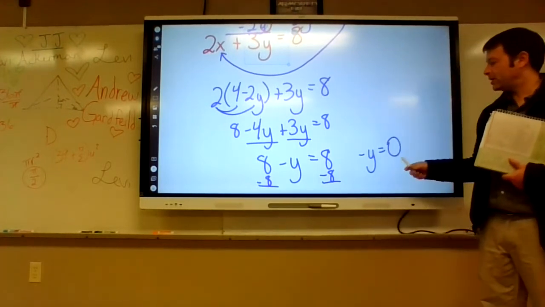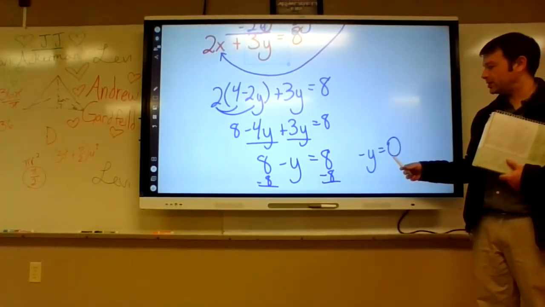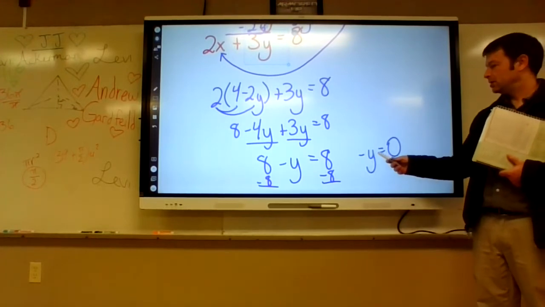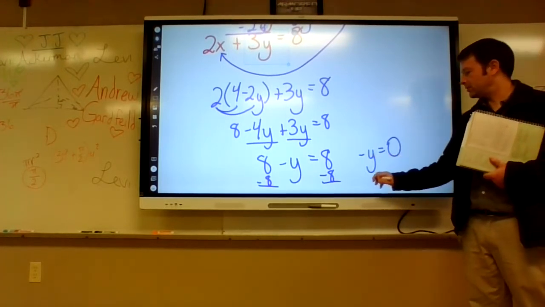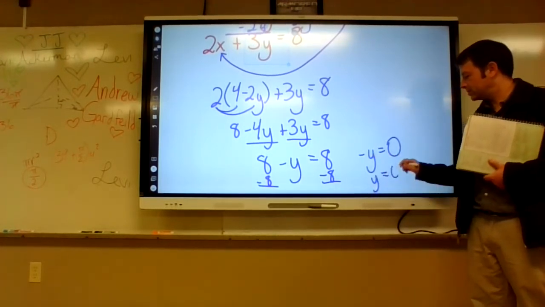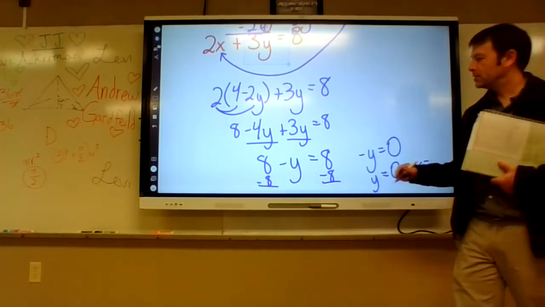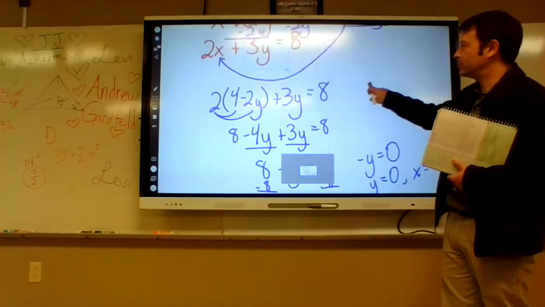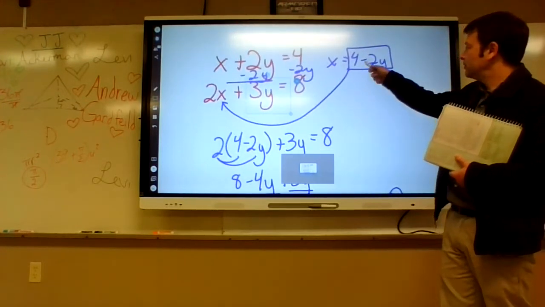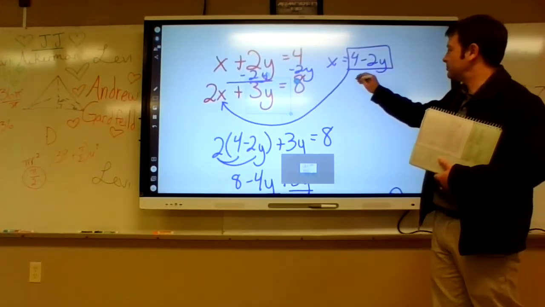Okay, if negative y equals 0, then what? You divide by negative 1. Well, 0 divided by negative 1 is still 0. y equals 0. If y is 0, let's put that back somewhere right here. What's 4 minus 2 times 0?